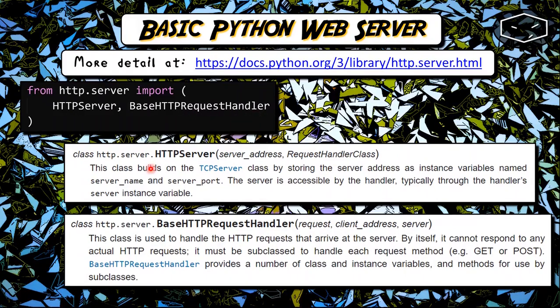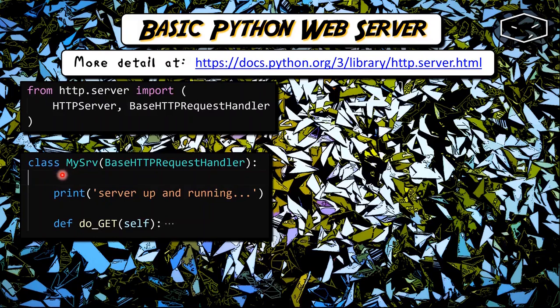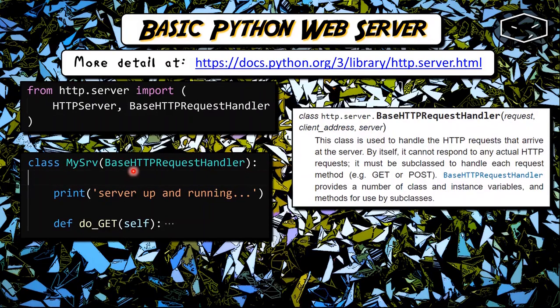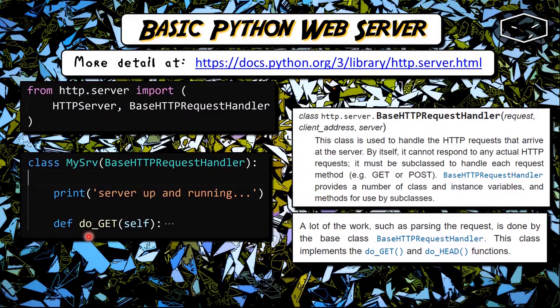Long story short, the first one, HTTPServer, will handle the TCP part and the BaseHTTPRequestHandler will handle the HTTP requests. Then, we implement our own class that extends BaseHTTPRequestHandler, and also it will override the do_GET instance method that comes from BaseHTTPRequestHandler.